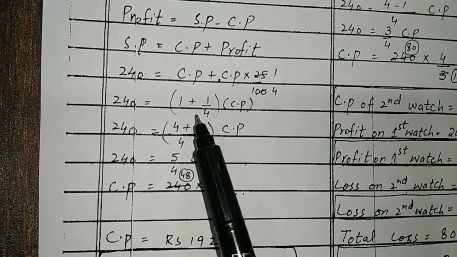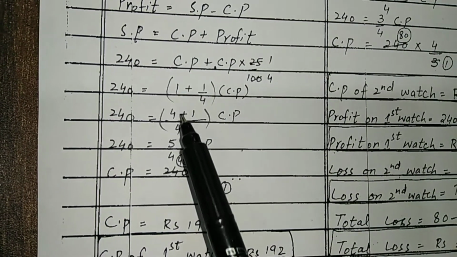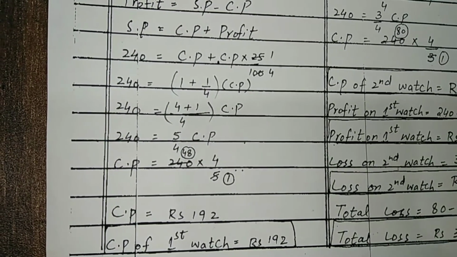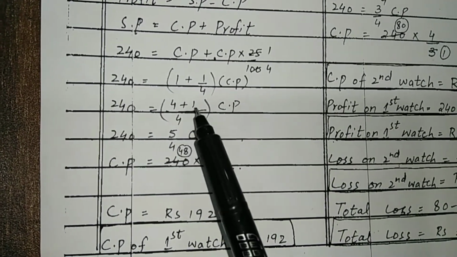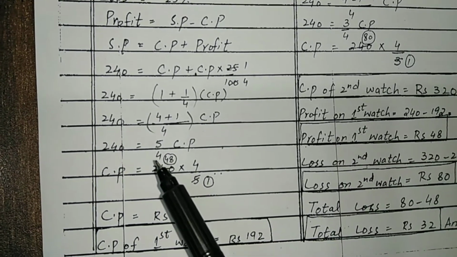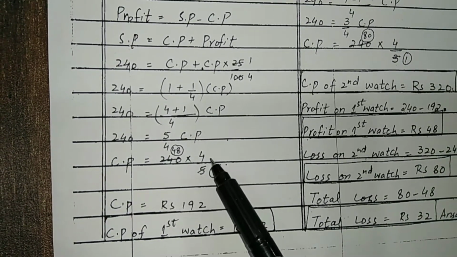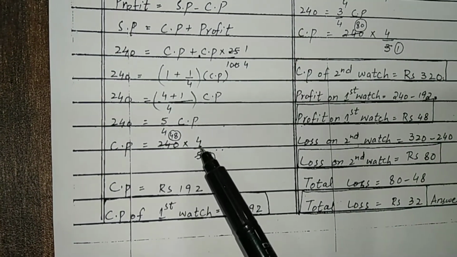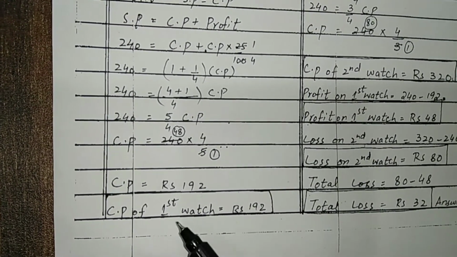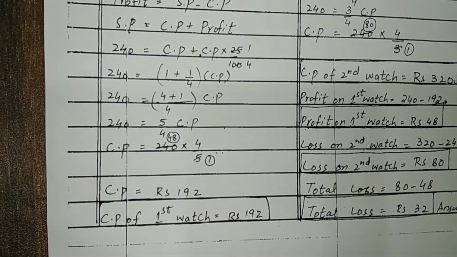So 240 is equal to, we have to take the LCM, that is 4, and in the denominator there is 1, so 4 divided by 1 we will get 4 ones are 4, plus 1/4 into cost price. So 240 is equal to 4 plus 1, 5/4 times cost price. Now 4 is divided here, it will be multiplied with 240, and 5 is multiplied, so it will be divided. So 240 times 4/5, and after the cancellation and multiplication we will get cost price is rupees 192. So the cost price of the first watch is rupees 192, on which he gets the profit of 25%.